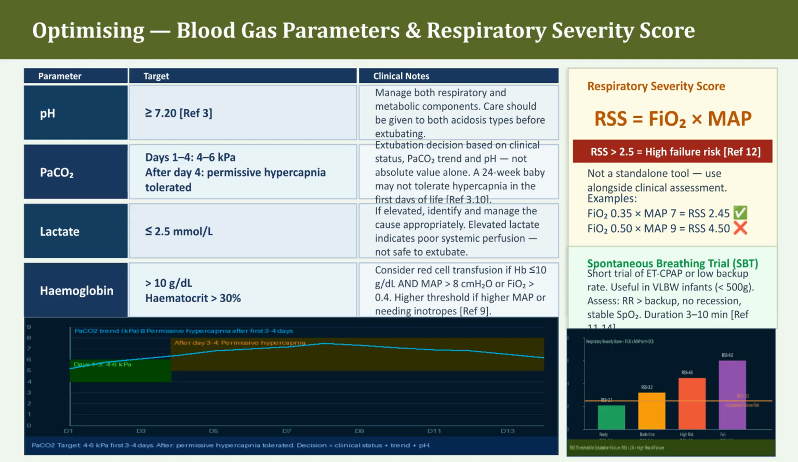Blood gas parameters target a pH of at least 7.20 and stable PaCO2, allowing for permissive hypercapnia after day 4. Lactate levels should be below 2.5 mmol, indicating adequate systemic perfusion. Hemoglobin should be over 10 grams per deciliter. The respiratory severity score, or RSS, equals FiO2 multiplied by MAP, with values above 2.5 indicating a high risk of failure.